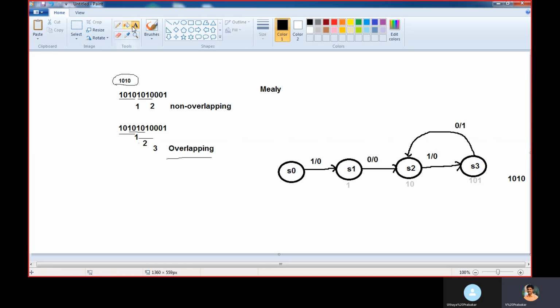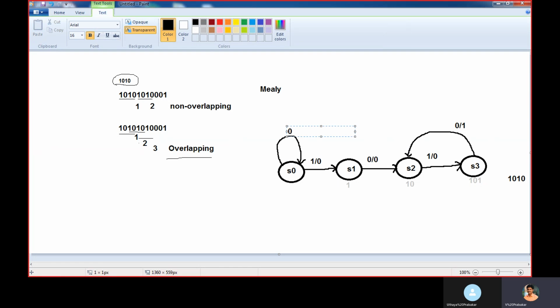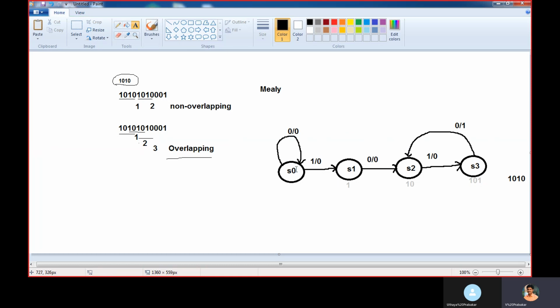Now we will check for another possibility. Assume that I am in S0. Okay. Instead of this one, if I get 0, I need to be in the same state. For input 0, output is 0. Assume that I am getting 1 as an input. Now I am in S1 state. Okay. Instead of this 0, if I get 1, I need to be in the same state.